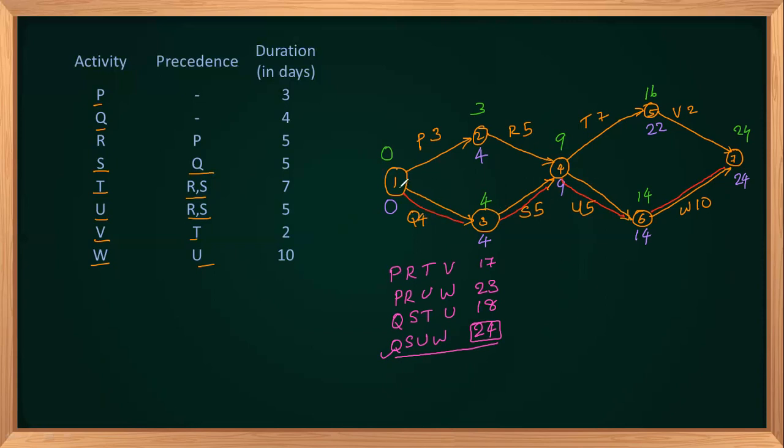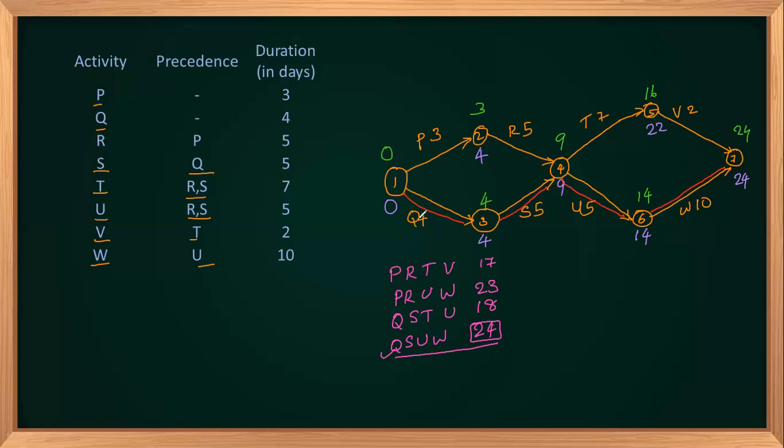For Q, one is the tail event and the slack is 0 minus 0, 0. For S, three is the tail event and the slack is 4 minus 4, 0. For U, four is the tail event and slack is 9 minus 9, 0. For W, six is the tail event and the slack is 14 minus 14, 0. So all the tail event slacks are zero. Now calculate for the head event.